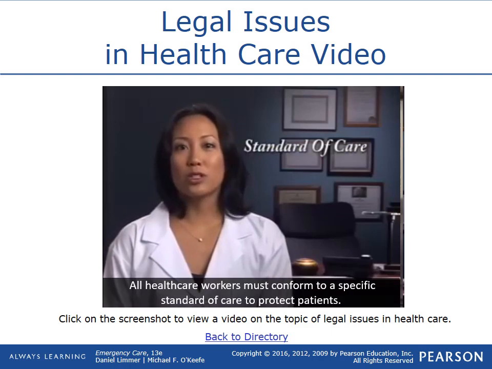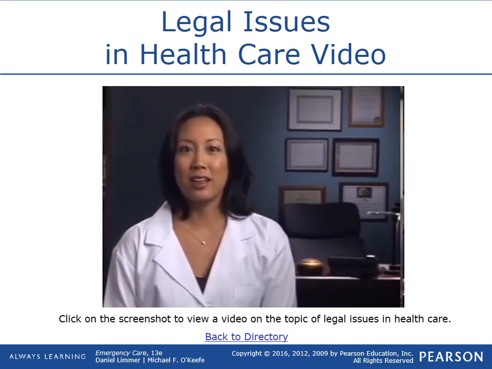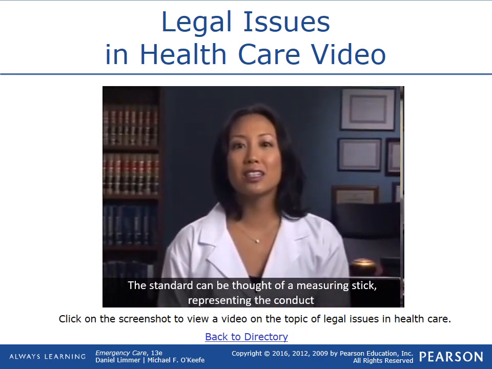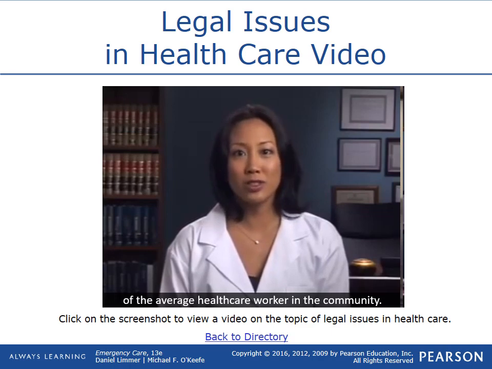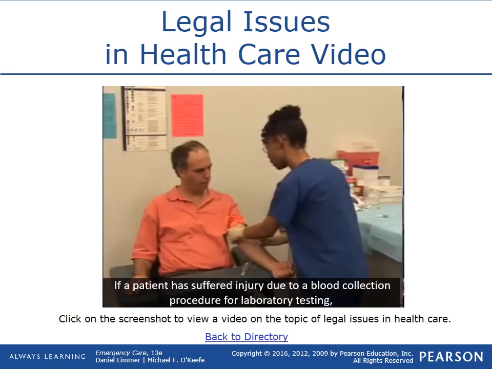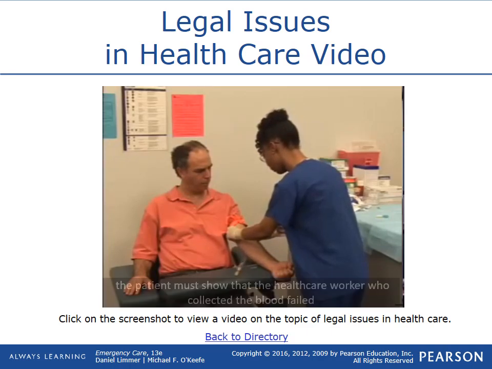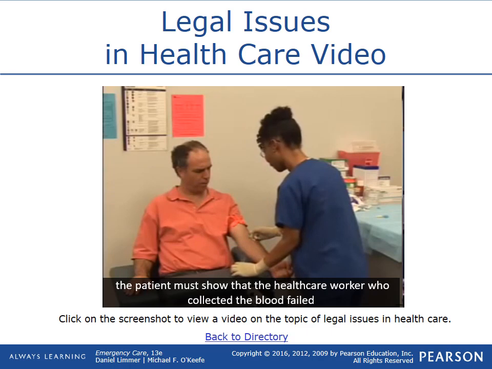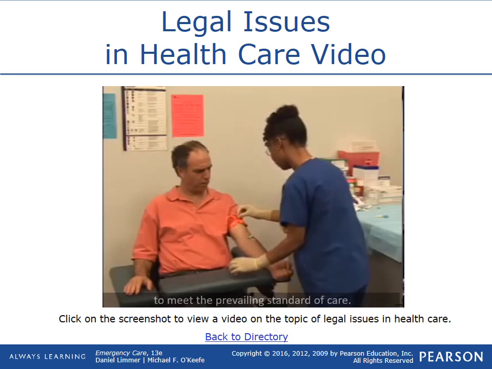All healthcare workers must conform to a specific standard of care to protect patients. The standard can be thought of as a measuring stick representing the conduct of the average healthcare worker in the community. If a patient has suffered injury due to a blood collection procedure for laboratory testing, the patient must show that the healthcare worker who collected the blood failed to meet the prevailing standard of care.